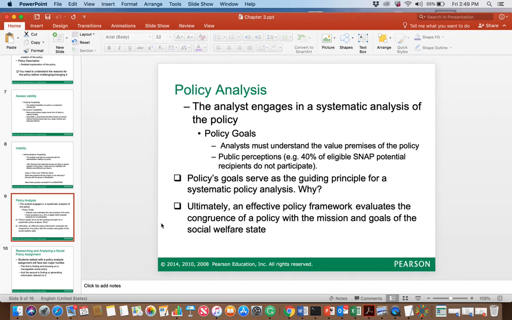The policy goals serve as the guiding principle for systematic policy analysis. Why does it serve as a guiding principle? Well, the answer is that it gives you a logical framework of how to assess and analyze policy. Ultimately, however, an effective policy framework evaluates the congruence of a policy with the mission and goals of the social welfare state. I think that's also another recall question in your examination, that there must be some congruence between what the goals are and the mission of that organization or that state government.